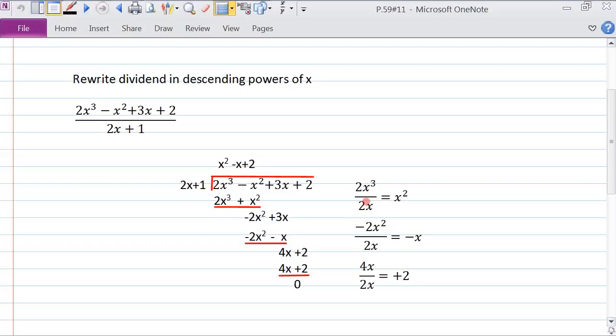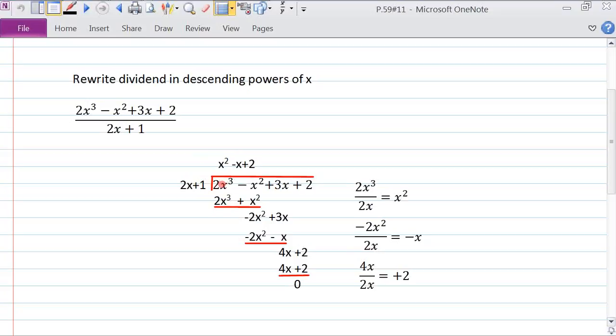So 2x cubed divided by 2x. There's an applied 1 here, so it's 3 minus 1, which is x squared. So the first term here is x squared. I'm going to multiply the x squared by this, and I get 2x cubed, and then I'm going to multiply the x squared by plus 1, and I get plus x squared. So x squared times this, and then x squared times this gives me this.